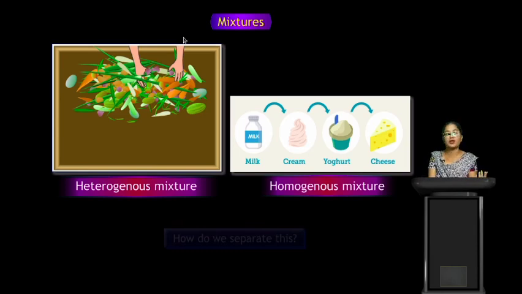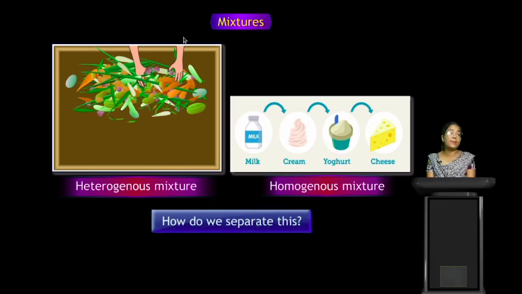Okay. So how do we separate this? Vegetables, you know, we can separate by our hands, right? That's what we do every day. But do you think we can separate milk, cream and yogurt the same way? Can we use our hands to separate it? No, right? So how do we separate it? That's what we're going to learn today: how to separate homogeneous mixtures and heterogeneous mixtures.